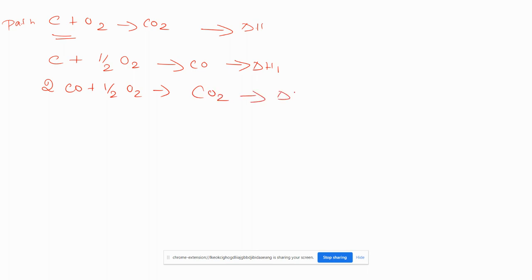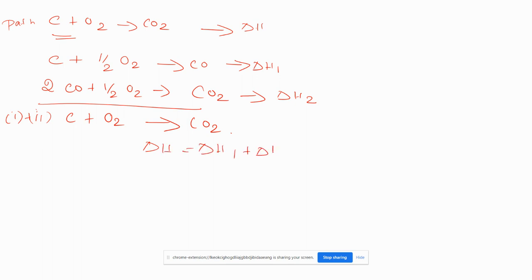Okay, the enthalpy change here is del H2. So now this is equation 1 and this is equation 2. Now we are adding equation 1 plus 2. You will get C plus O2 gives CO2. So that del H will be equal to del H1 plus del H2. Same way, this principle applies to the change in enthalpy.